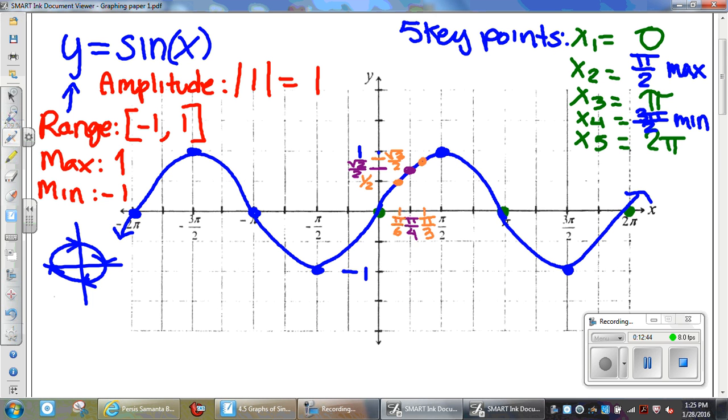Yeah? All right, so that's it for the parent function. Let's just write down the domain, just so you don't forget. It's all real numbers. All right, so we're going to go back to the handout now.